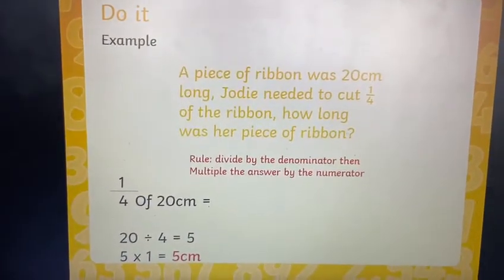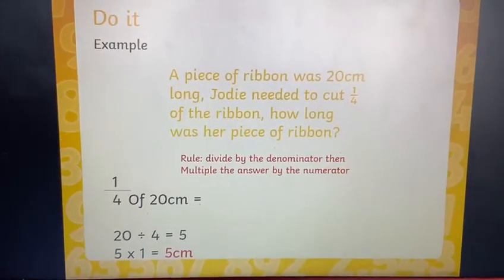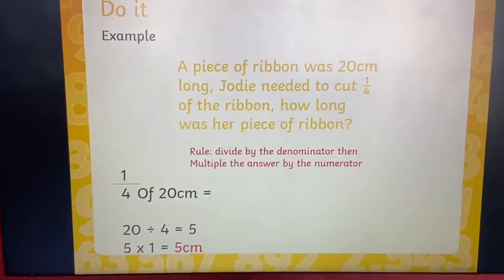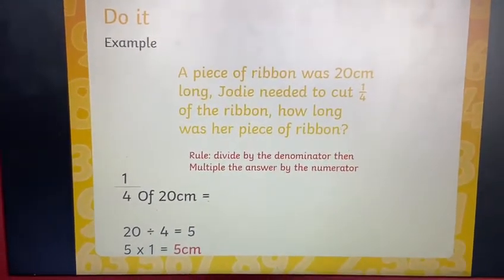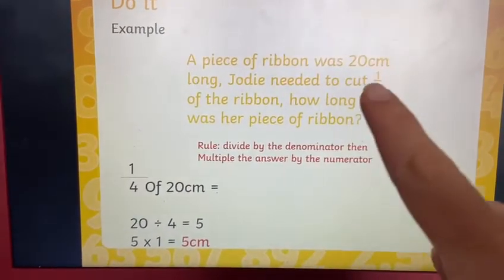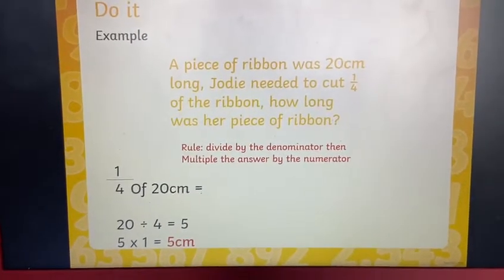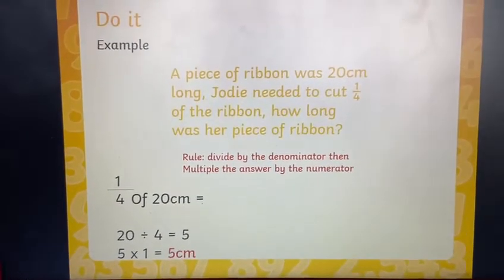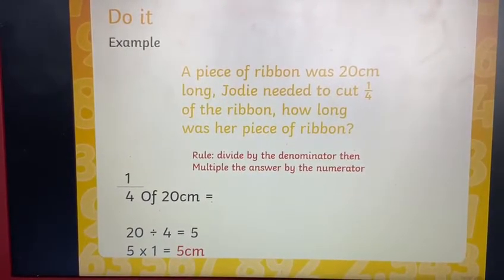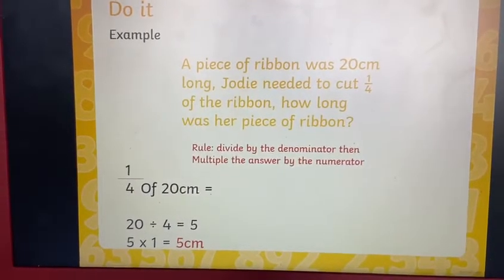So an example of a word problem is this. It says, a piece of ribbon was 20 centimetres long. So you need to imagine you've got a piece of ribbon that's 20 centimetres long. Jodie needed to cut 1/4. Can you see that's the fraction here? 1/4 of the ribbon. How long was her piece of ribbon? So I'll say it again. A piece of ribbon was 20 centimetres long. Jodie needed to cut 1/4 of the ribbon. How long was her piece of ribbon?